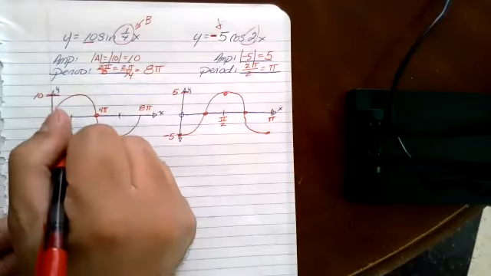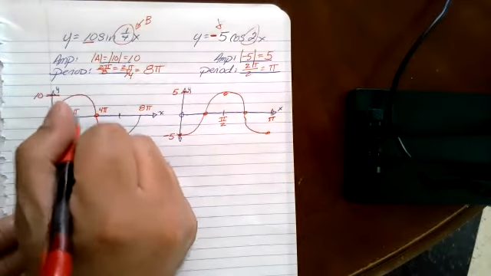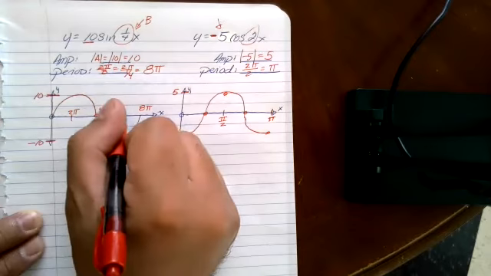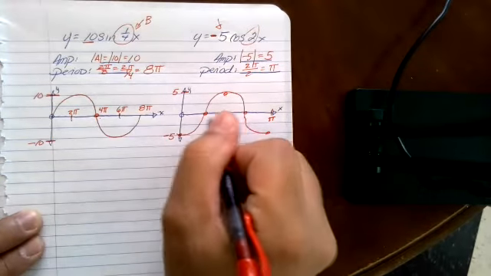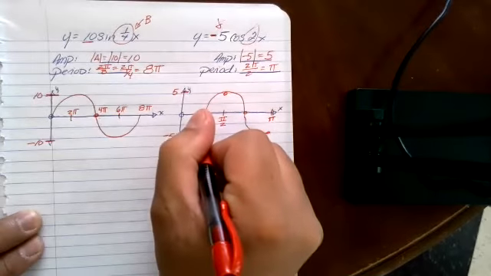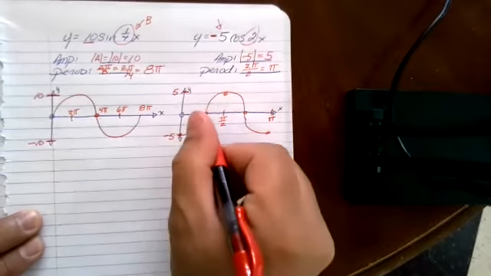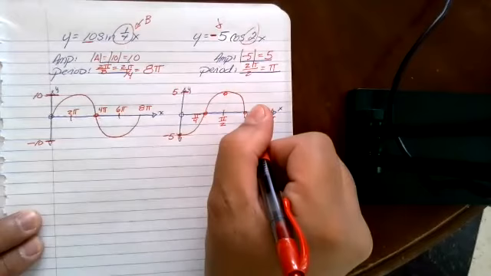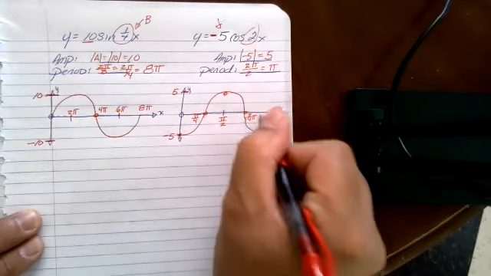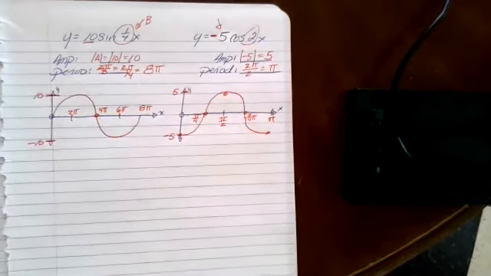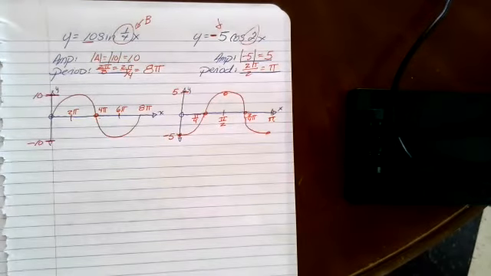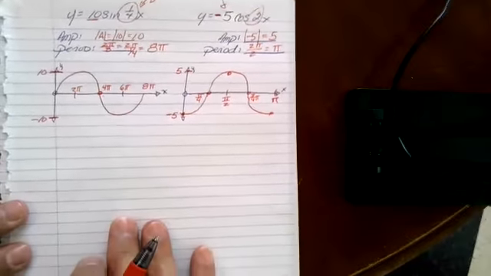So if that's 4 pi, then this is 2 pi, 2 pi, 4 pi, 6 pi. If that's 1/2 pi, this would be 1/4. So I have 1/4, 2/4, 3/4, and 4/4 pi. So I'm able to graph both of those basic curves and label them.